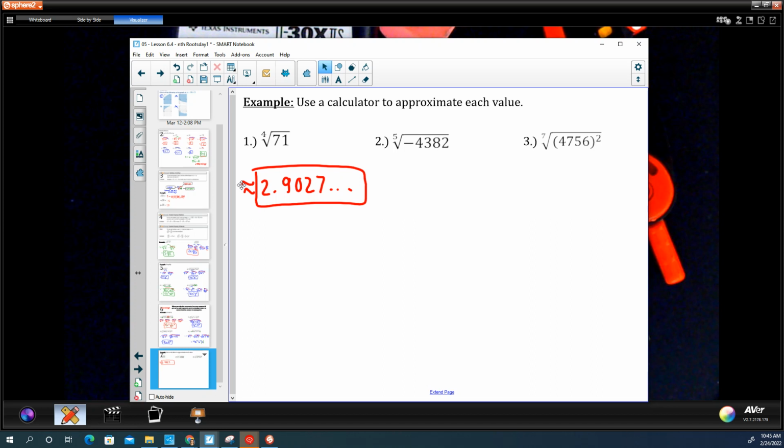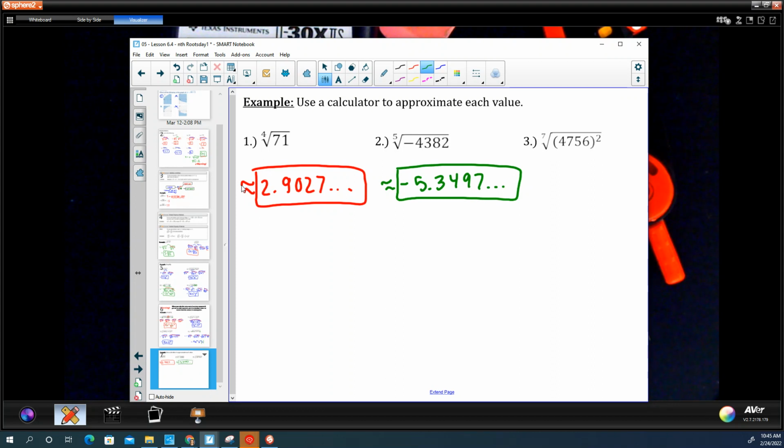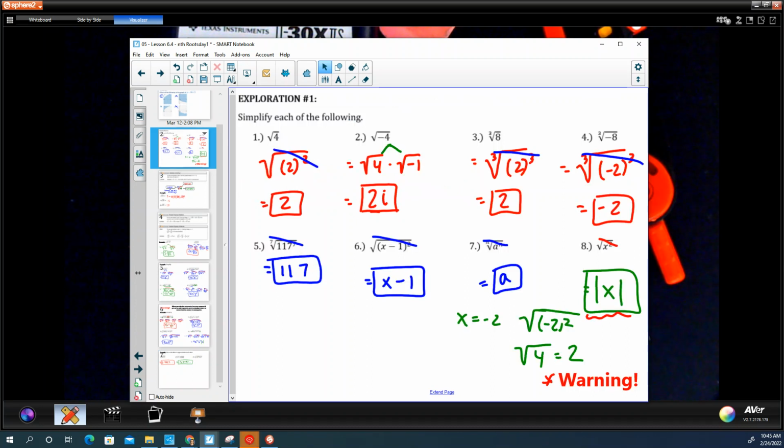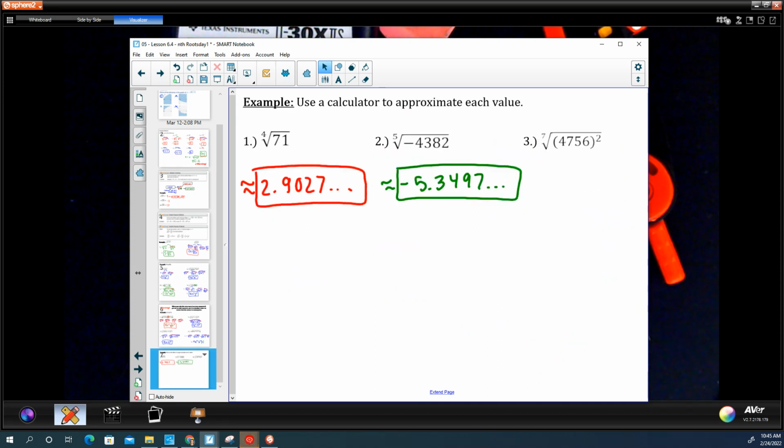Try the 5th root of negative 4,382. Isn't it imaginary? No, it's a 5th root. Oh yeah, I forgot. It's imaginary only for even roots. You can cube root a negative number, because what number cubed gives you negative 8? Negative 2. But there's no negative number that when I square it, I would get a negative. Okay.